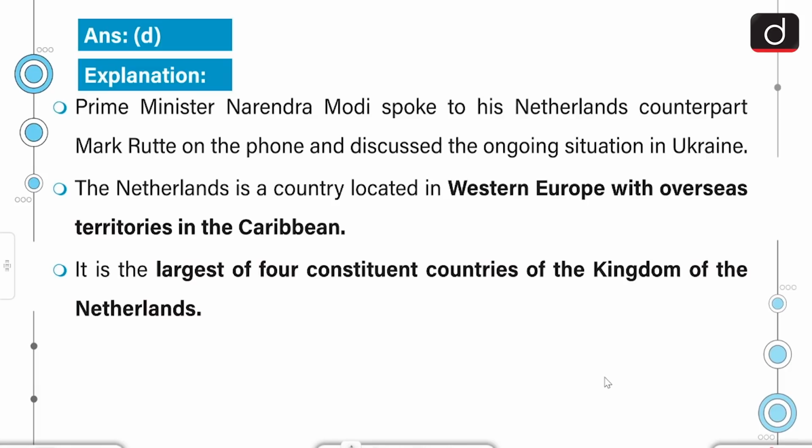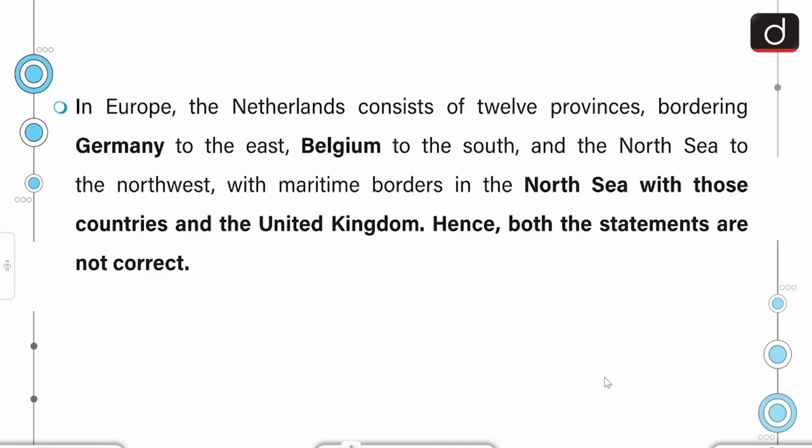Prime Minister spoke to his Netherlands counterpart, Mark Rutte, on the phone and discussed the ongoing situation in Ukraine. The Netherlands is a country located in Western Europe with overseas territories in the Caribbean, and it is the largest of the 4 constituent countries of the Kingdom of the Netherlands in Europe. The Netherlands consists of 12 provinces bordering Germany to the east and Belgium to the south, and the North Sea to the northwest, with its maritime borders in the North Sea with those countries and the United Kingdom.